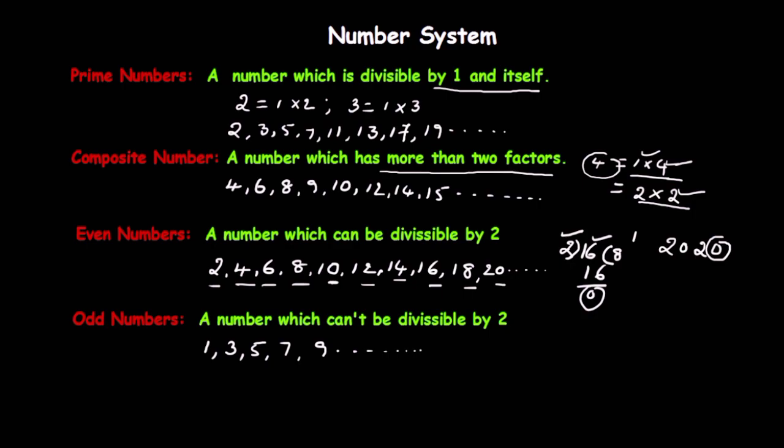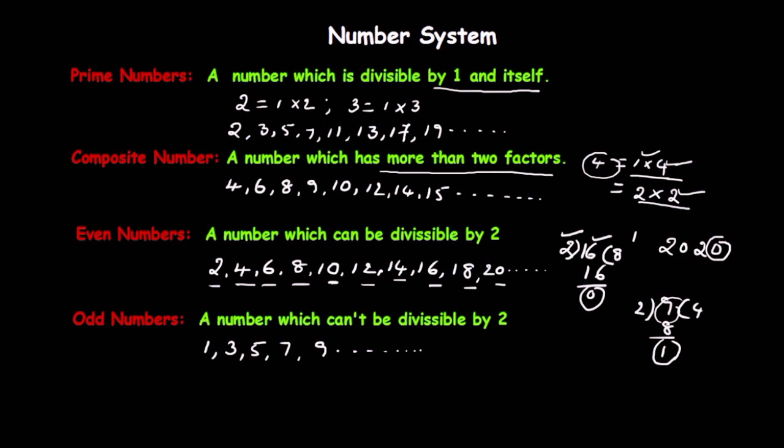Suppose you take an odd number like 9. Is 9 divisible by 2? 2 fours are 8, and the remainder we have is 1. That means this 9 is not exactly divisible by 2, so 9 is an odd number.